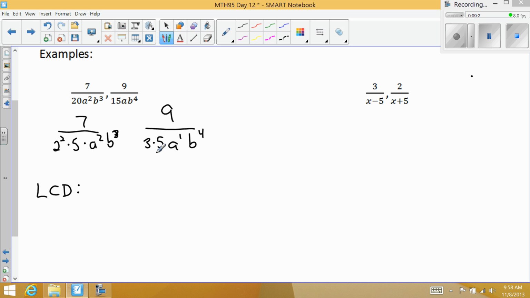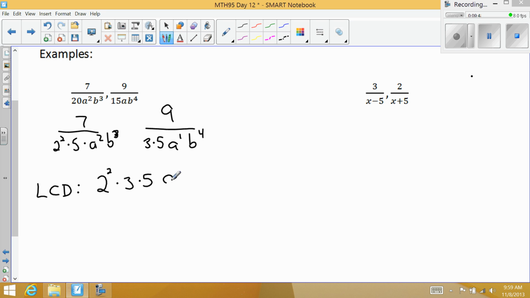So I've got 2's, I've got 3's, I've got 5's, just looking at the coefficients. So I've got 2, the biggest exponent at any 2 is a 2. I've got a 3 and only the 1 3. I've got a 5 once here and once here. So the 5 never shows up with a bigger exponent than an exponent of 1. So I only need 5 to the 1, or just a plain 5 in the LCD.